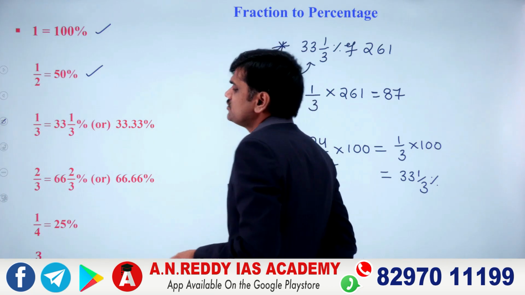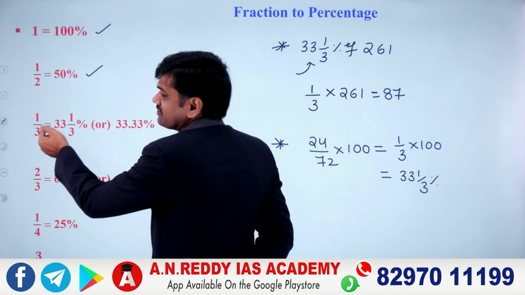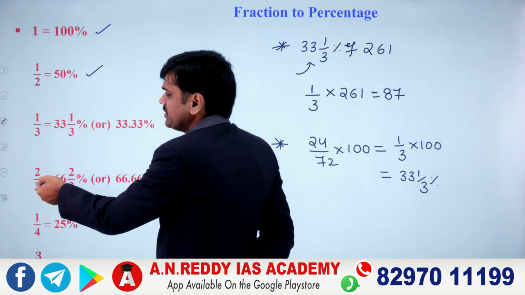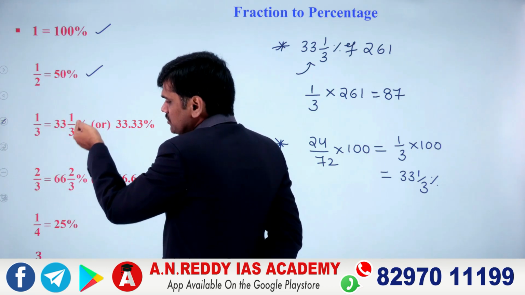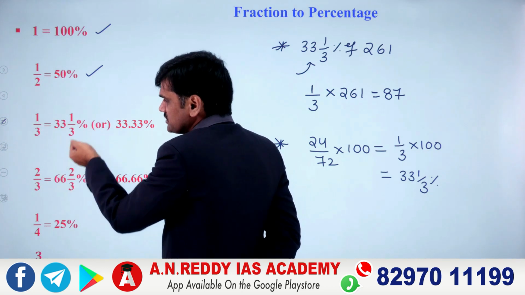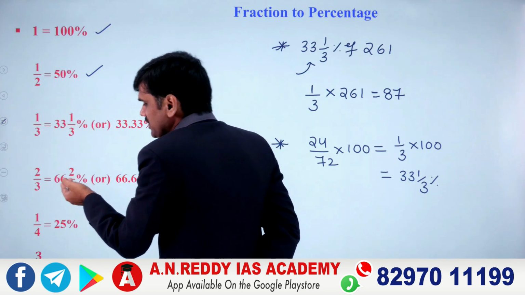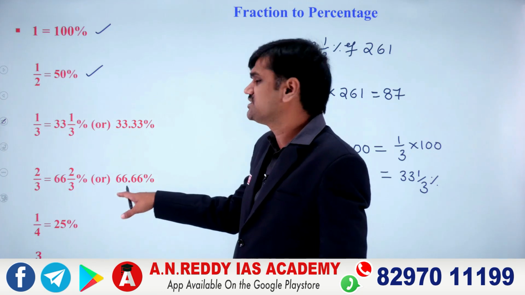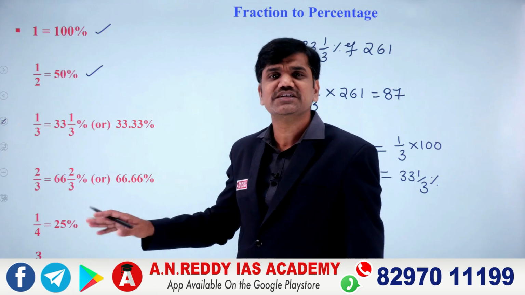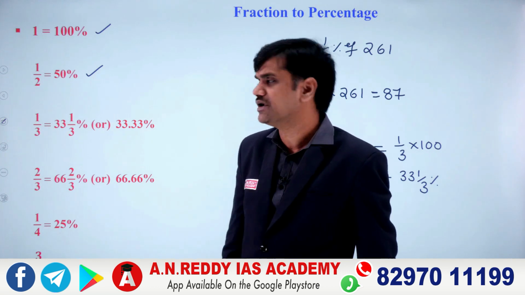Now if I take 2 by 3, 2 by 3 is nothing but double of 1 by 3. If you are doubling this, double this also. That's why it is 66 2/3%. Doubled 33 is 66, doubled 1/3 is 2/3, or 66.66%. In some books you may find it as 66.67%. It doesn't matter, both mean the same.